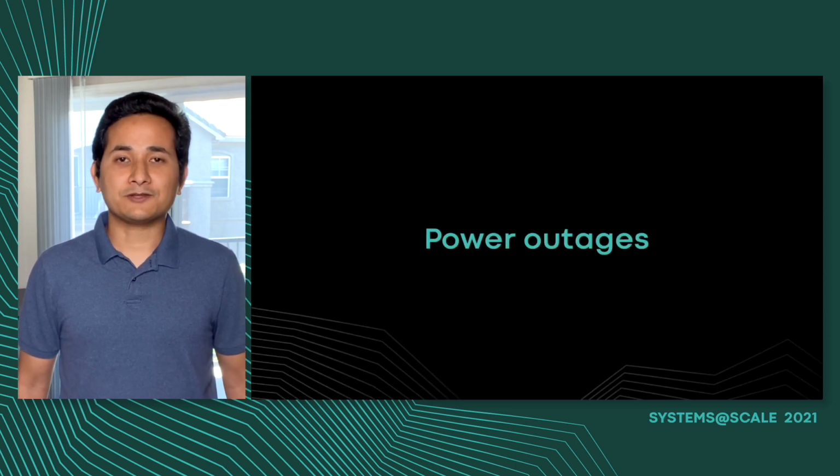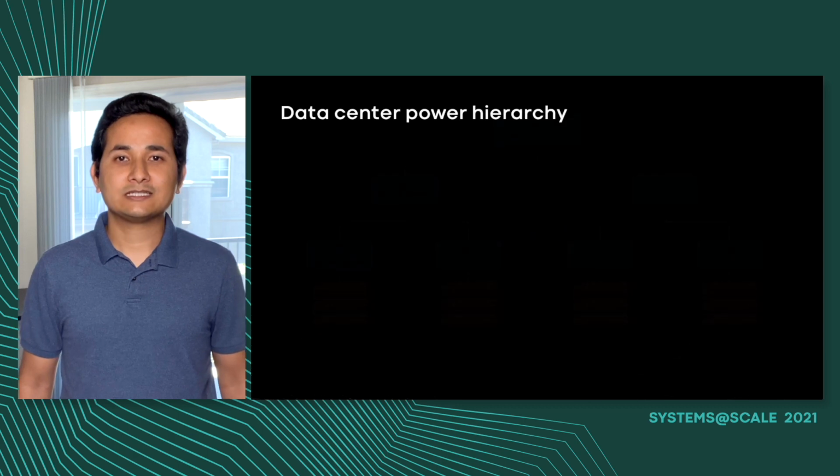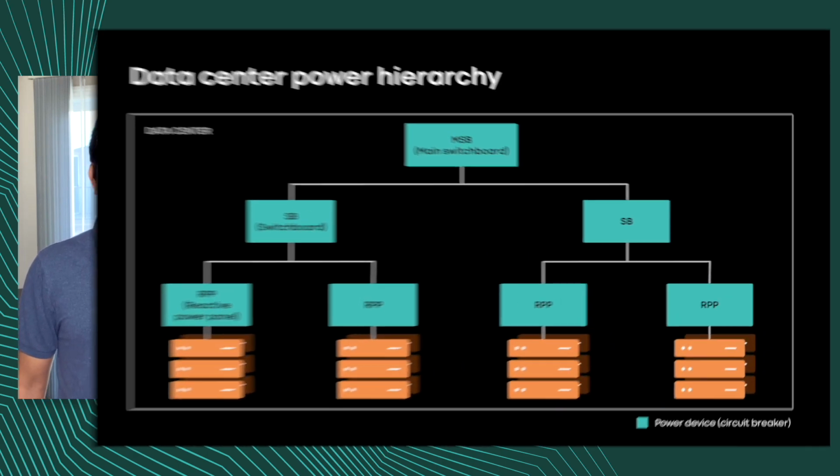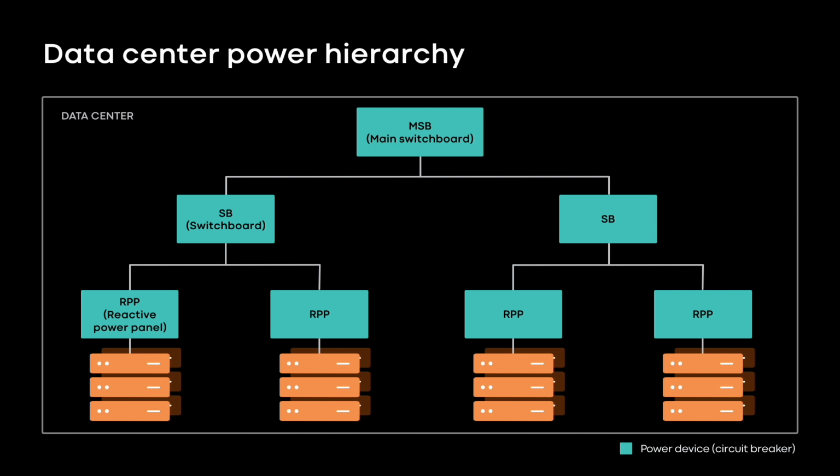Now let's look at power outages, what they are and why they happen. Typically inside a data center, the power is distributed hierarchically through a tree-like hierarchy of power devices. You can think of power devices as circuit breakers that we have in our home, only that in a data center, it's at a much larger scale. At Facebook data centers, we have three levels of power devices. At the top, we have the MSB or main switch board, which then powers SBs or switch boards, and SBs in turn power RPPs or reactive power panels. An RPP can power an entire row of server racks.